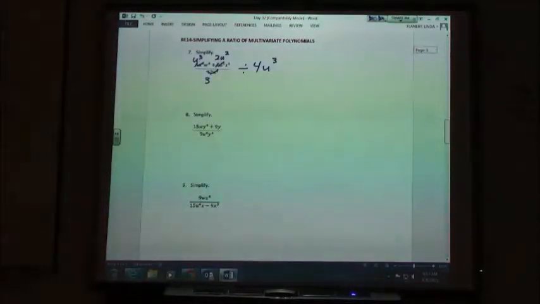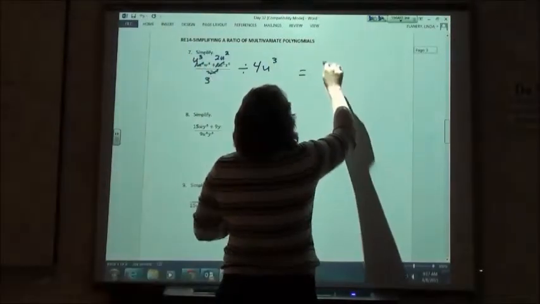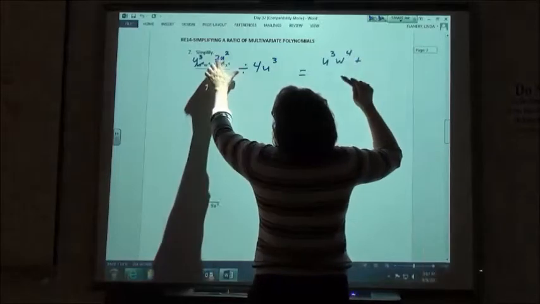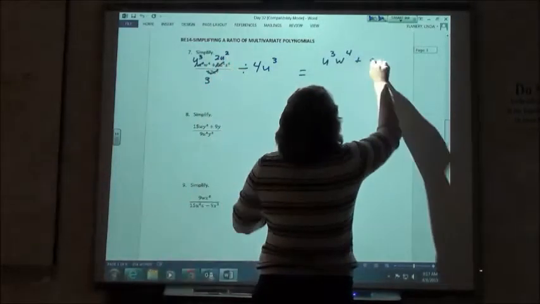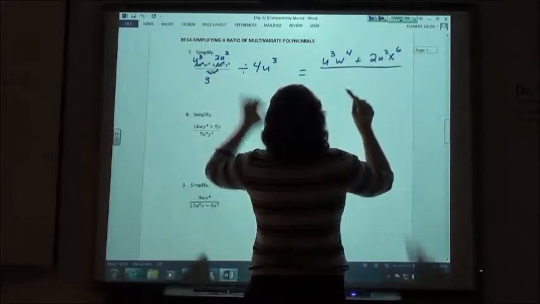Now, even though I have w's and x's, I don't have those in all 3 terms, so I can't cancel any of those out. So my final answer here, my first term, I'm going to have u to the 3rd w to the 4th, plus 2u squared x to the 6th, and on the bottom, just the 3.